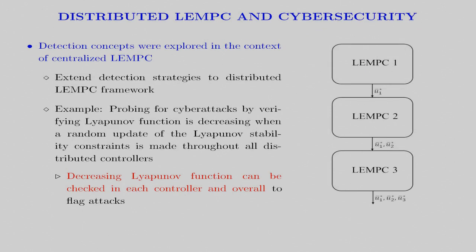These detection concepts have been explored in a centralized LEMPC context in our group, in which one controller controls the entire process, and we have been working to extend these to distributed LEMPC. For example, by switching to a different LEMPC and operating under mode 2 with a distributed LEMPC, the Lyapunov function can be checked to be decreasing in each distributed controller as well as overall to flag for attacks.